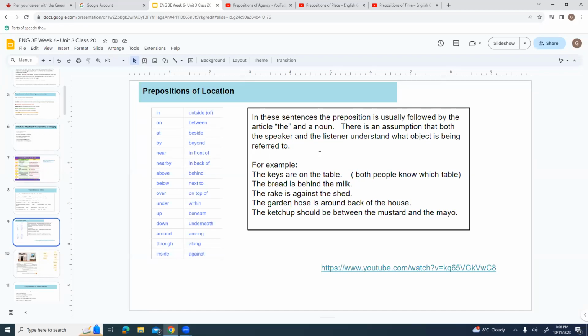So in these sentences, the preposition would usually be followed by the article the and a noun. And there's an assumption that both the speaker and the listener would understand what object is being referred to. So for example, if it says, the keys are on the table, both people know which table the keys are normally on. The bread is behind the milk. The rake is against the shed. The garden hose is around back of the house. The ketchup should be between the mustard and the mayo. We use the instead of a because the is a demonstrative word, and it goes along with us showing a specific location.